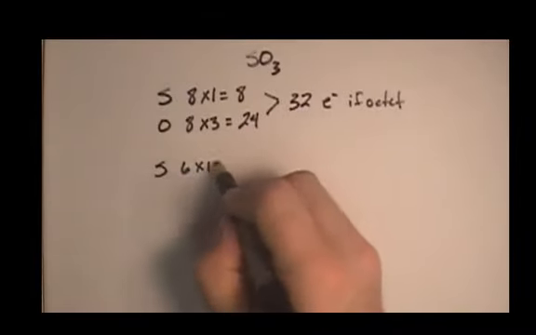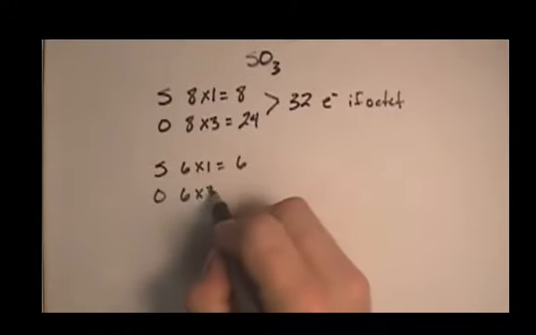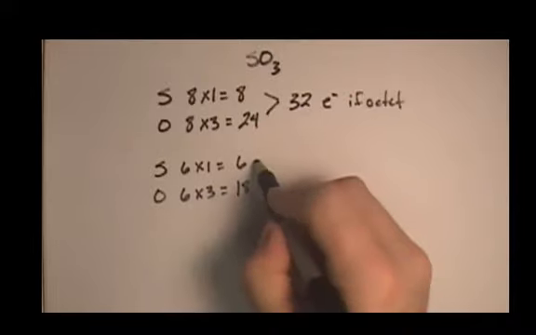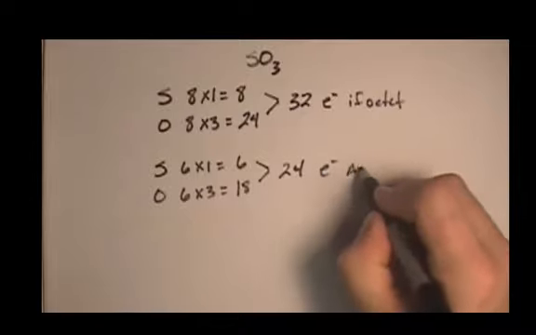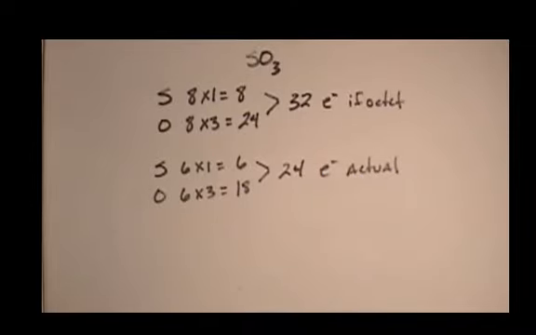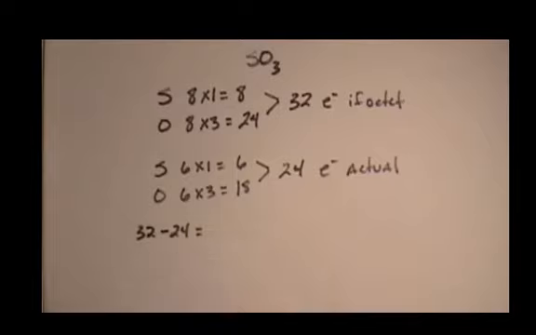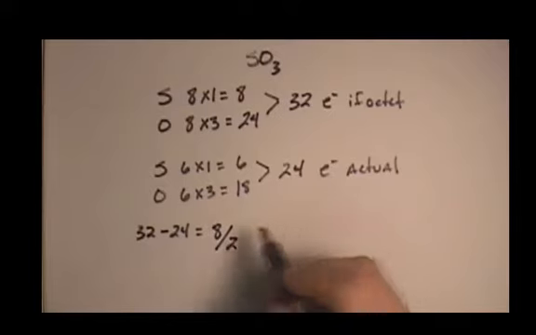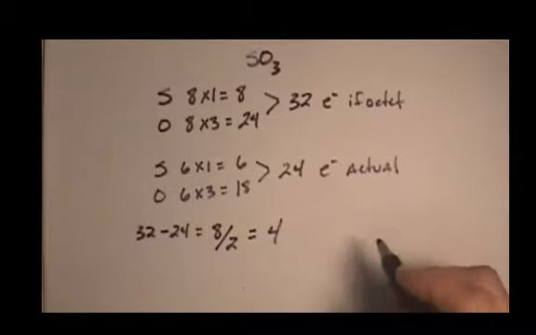Sulfur actually has 6 valence electrons. Oxygen also has 6 valence electrons. And together, that would give us a total of 24 valence electrons actual. We find the difference between those two values, 32 minus 24. That's going to give us a total of 8. We divide that by 2, and that's going to give us 4 lines that we need to represent in our Lewis structure.